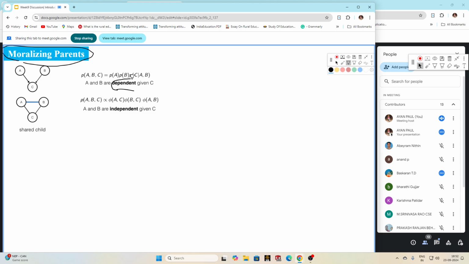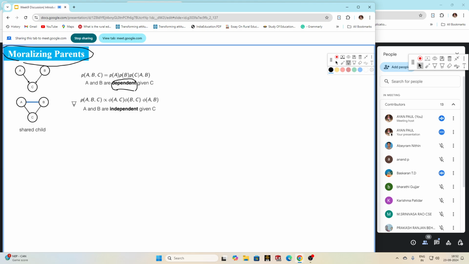Here is the dependency and independency analogy, the contradiction between our Bayesian network and our Markov random field. If this blue line is not given, then if C is given, A and B are independent according to the Markov rule. But according to our Bayesian network, if C is given, A and B are dependent.